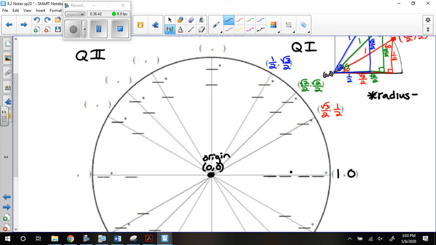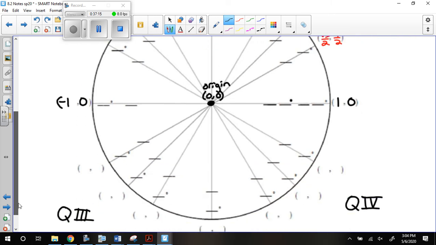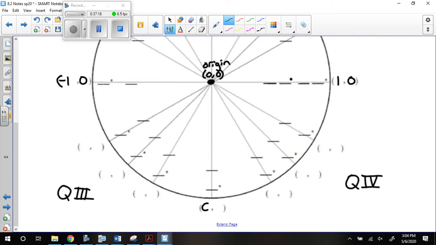Radius equals 1. So if I'm sitting on my origin and I go across my radius to the right, I went to the right 1, so 1, 0. If I go straight up to where my 90 degrees would be, that's going to be at 0, 1, because I went left to right 0, but I went up 1. To the left, that would be -1, 0, because I went to the left 1, and then up or down 0. And down here at the bottom would be 0, -1.